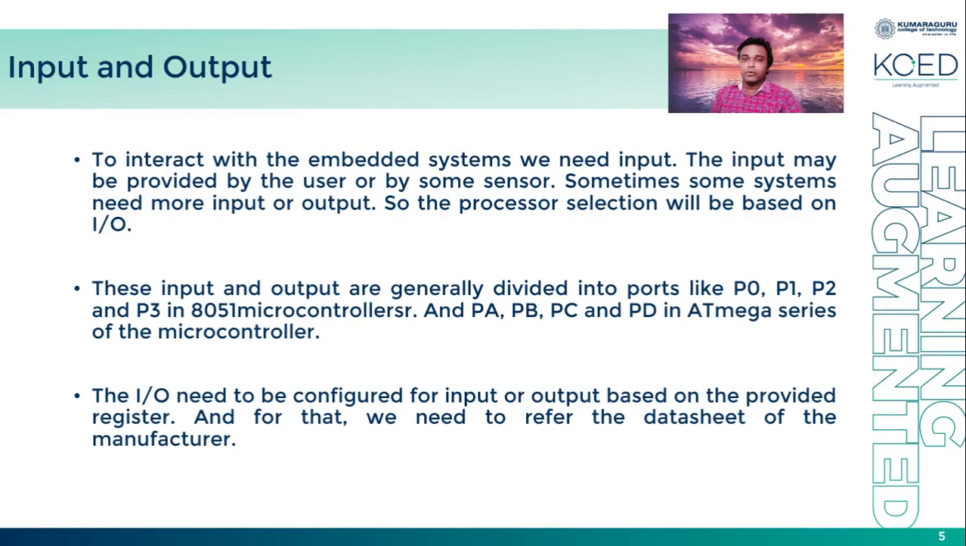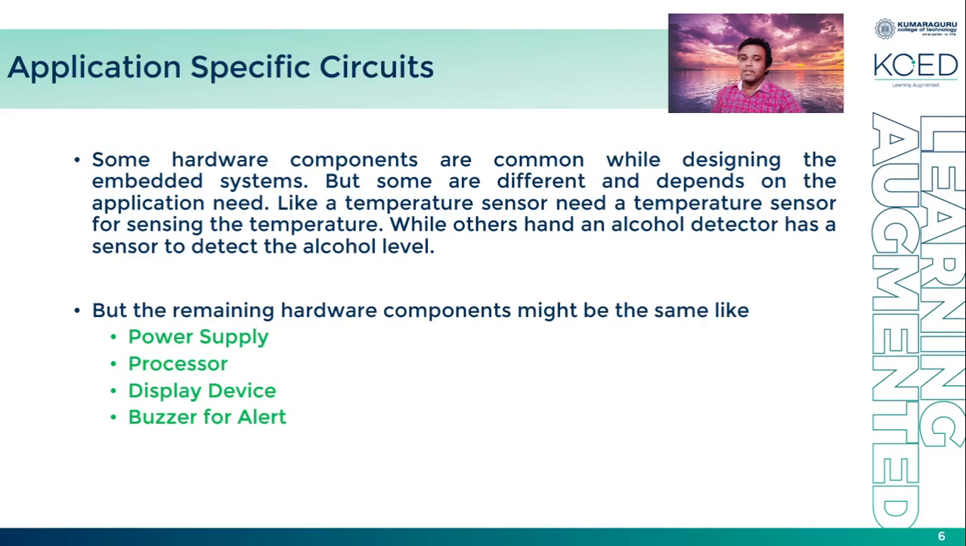For application specific hardware, some components are common while designing an embedded system, but some are different and depend upon the application. For example, a temperature sensor is needed for sensing temperature, while an alcohol detector has a sensor to detect the alcohol level. But the remaining hardware components might be the same, like the power supply, processor, display devices, and a buzzer for the alert. For the application specific circuit, we need a dedicated circuit attached to the controller to perform its own application.